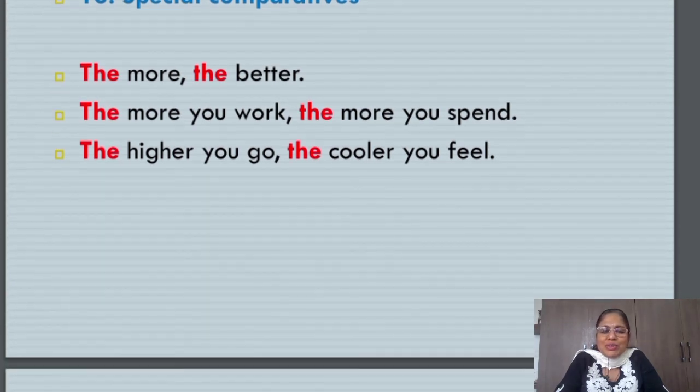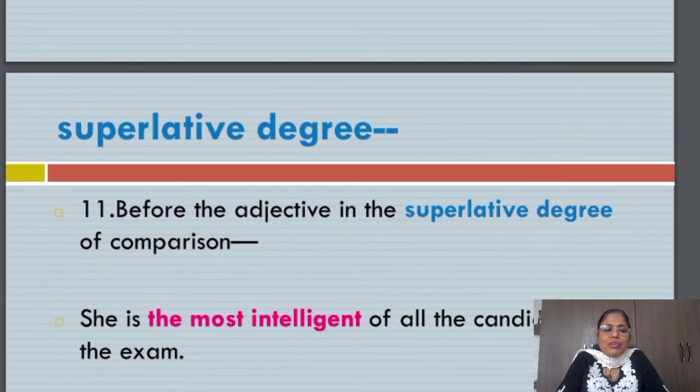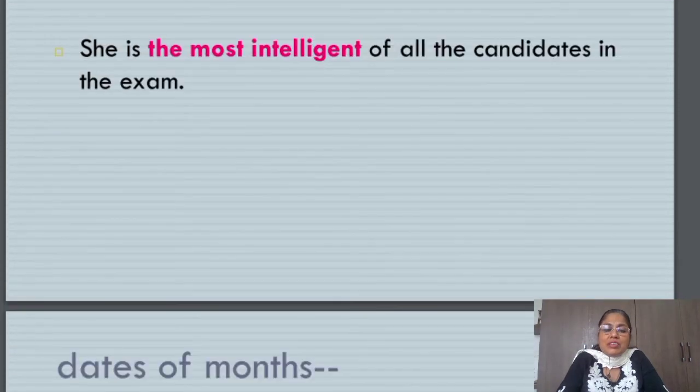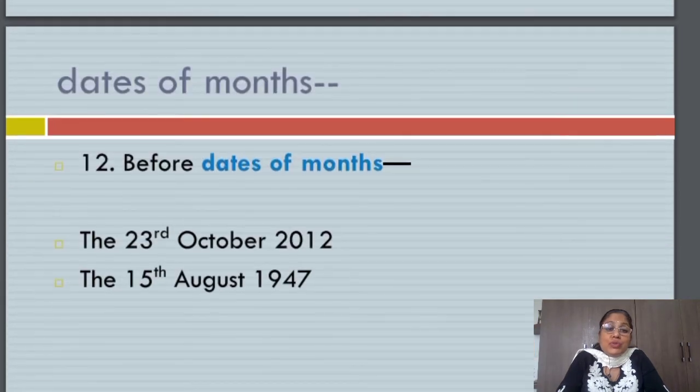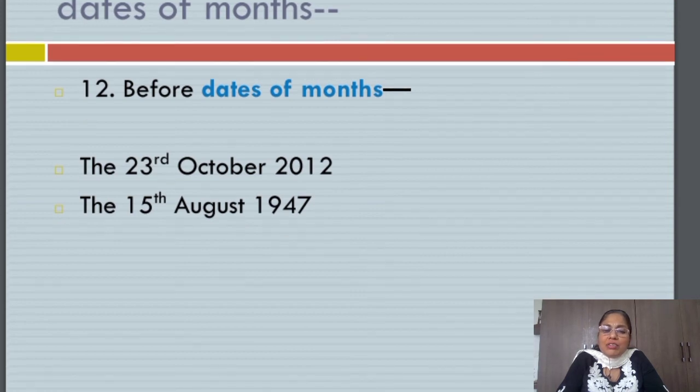There are so many other usages of the, and I'm going to bring them all for you. Let's look at the next one. Before the adjective in the superlative degree of comparison, if I say she is the most intelligent of all the candidates in the exam, that is also how superlative degree can be used. The is used before the dates of months. The examples are the 23rd of October 2012, the 15th of August 1947.